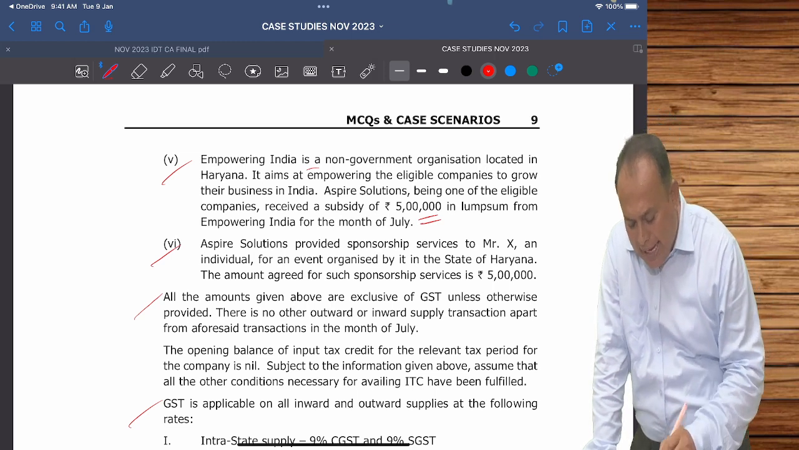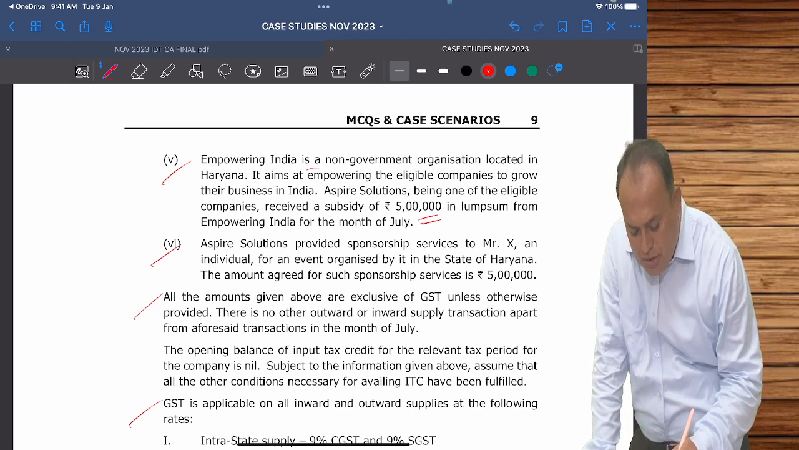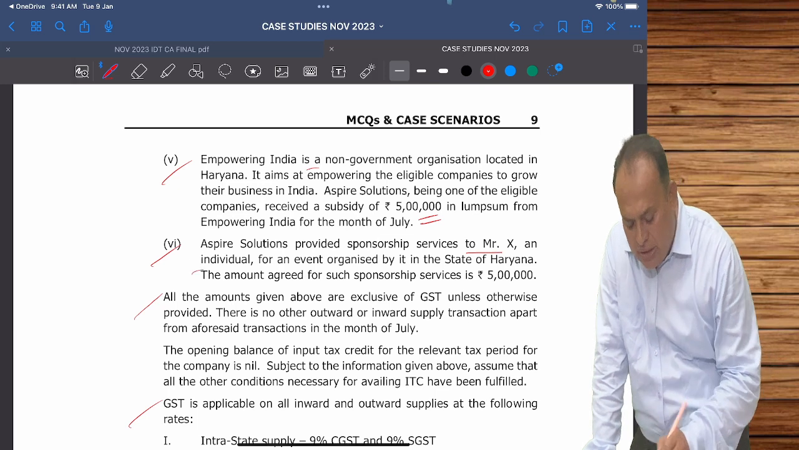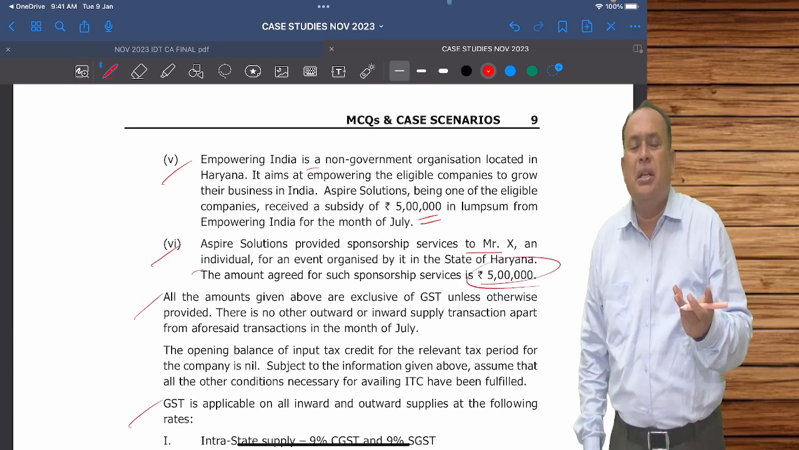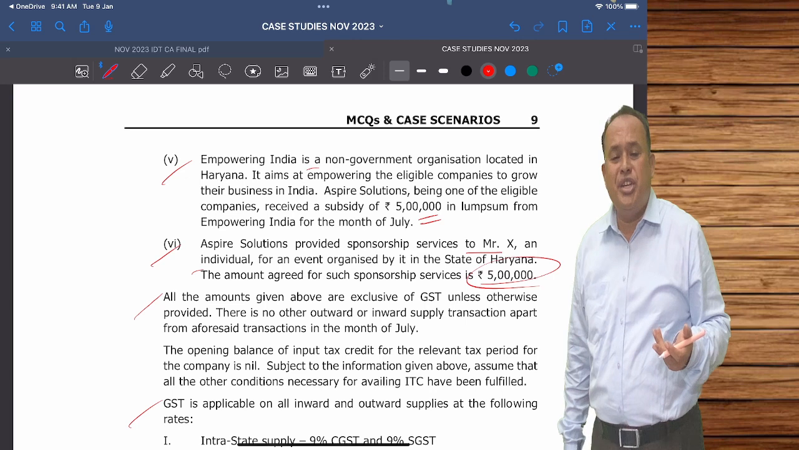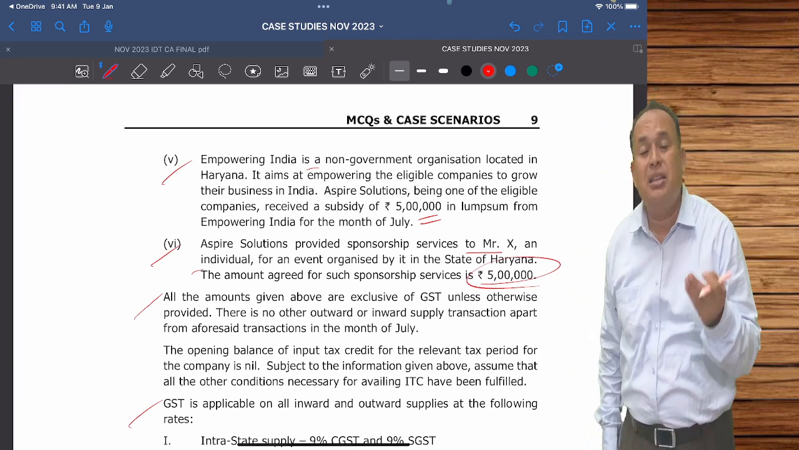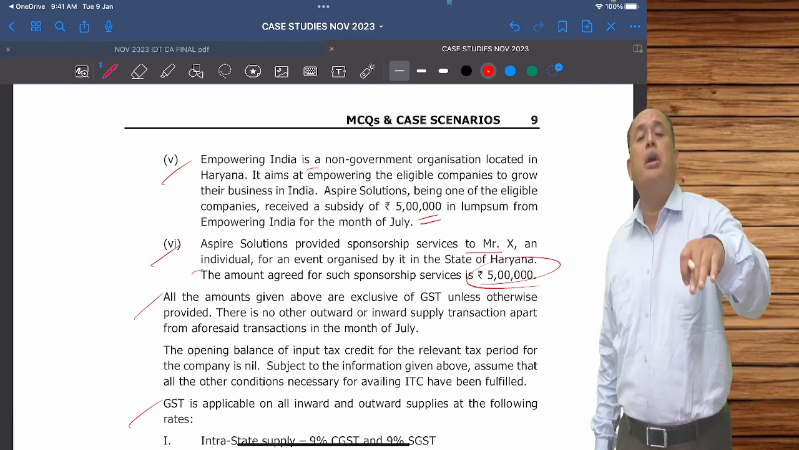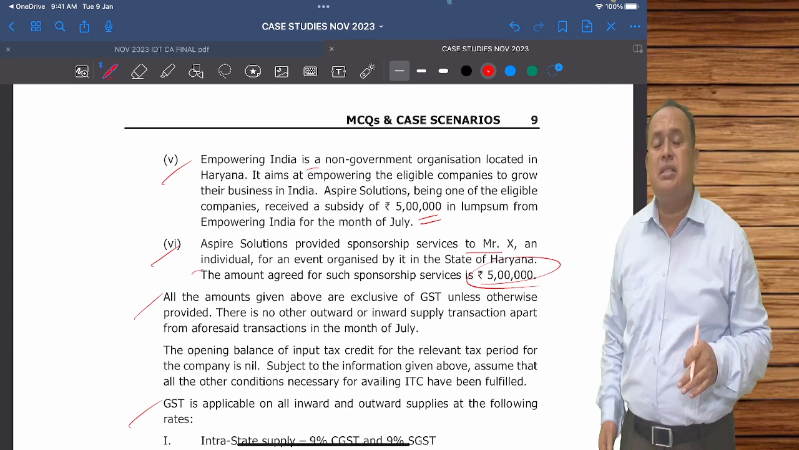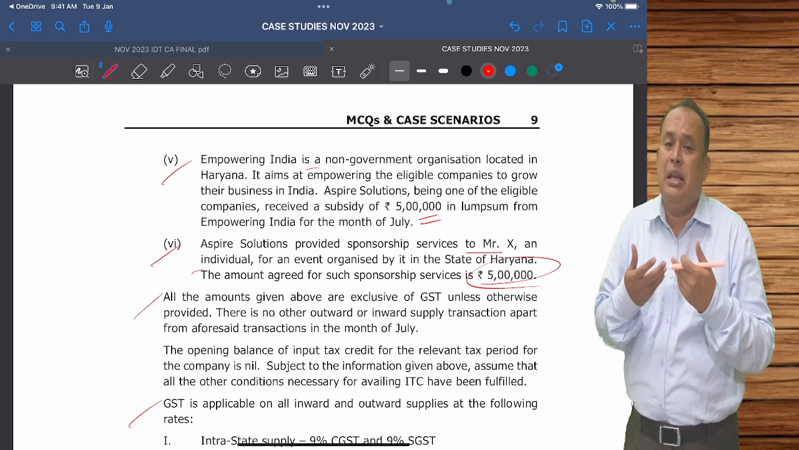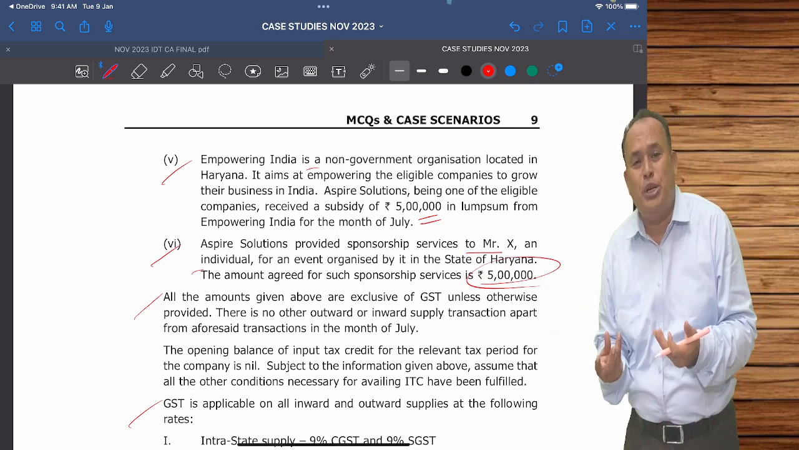Further, the person provides sponsorship services to Mr. X, an individual, which is an outward supply. That means who is liable to pay GST here as per the solution? Because the sponsorship is provided to whom? To an individual, other than a body corporate or partnership firm. In that case it is forward charge, the supplier is liable to pay, not an inward supply to claim input tax credit. We want input tax credit.